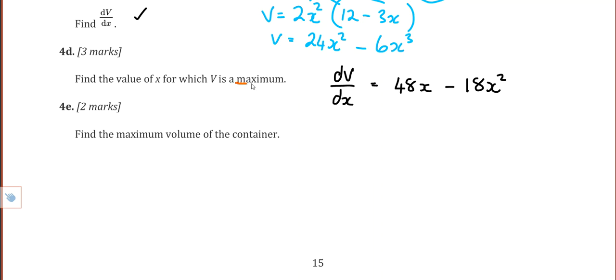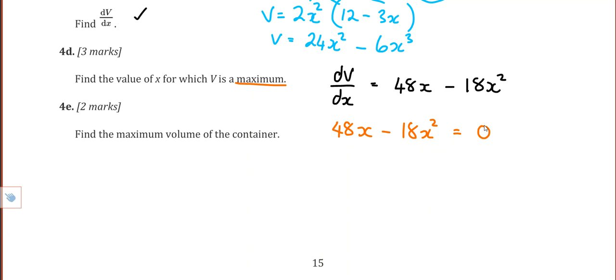Make it equal to 0. Equate it to 0. So we have to do 48x minus 18x squared equals 0. I said that. Did you? I just didn't hear, sorry. I said it quiet. You just said it correct. Okay. How are we going to do that?